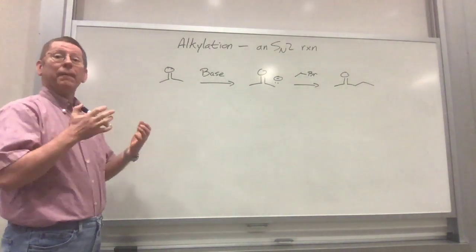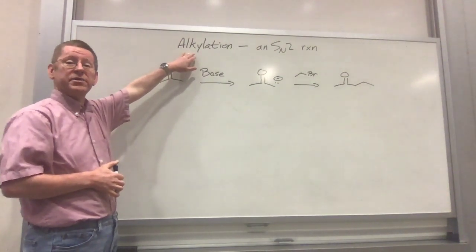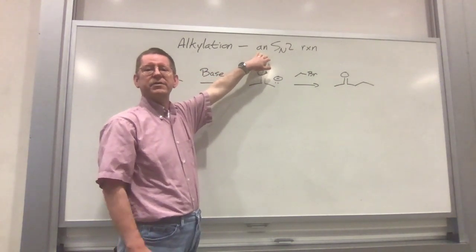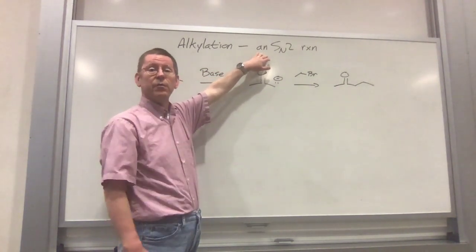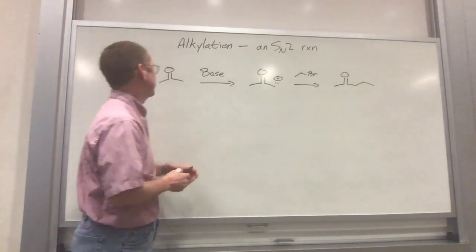Okay, now, big reaction of enolates. This is the idea of alkylation. And fundamentally, all it is, it's an SN2 reaction. So we're going clear back to organic 1 chemistry in terms of what that means for us.